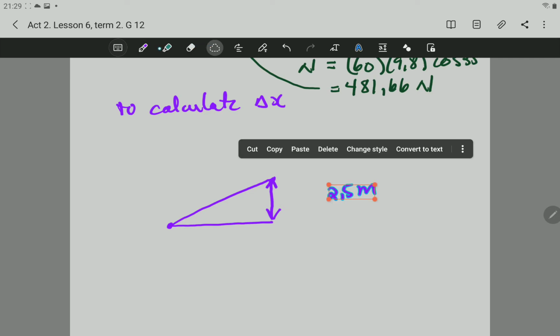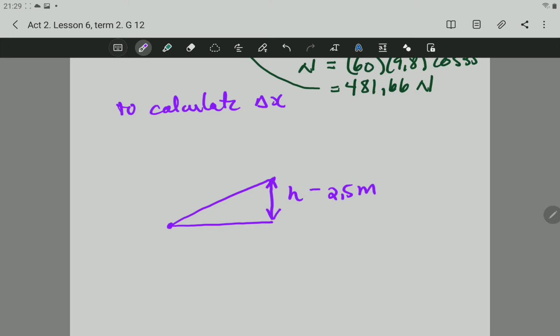This is h. We have that this angle here is equal to 35 degrees, and we are looking for the distance that we have here. This is delta x. This is a right-angle triangle, so you can use the identities here to calculate delta x. This is the opposite side, this is the hypotenuse.